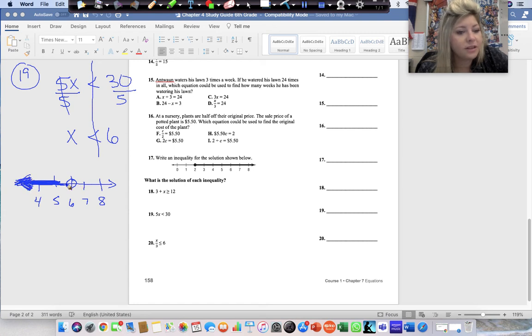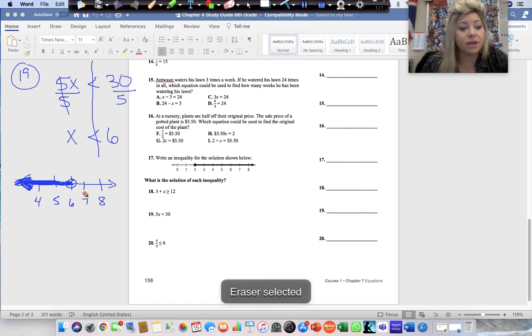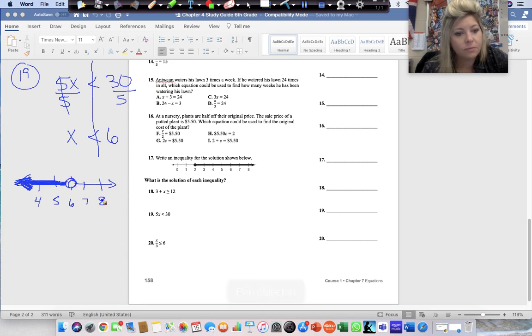Be careful that this stays an open dot. See how my line went back here a little bit and got into the circle? If you do that too much, it's going to look like you colored it in. Like this looks almost like a closed dot. So just make sure that when you do this, that if it is an open dot, that you really make sure that it looks like an open dot. But all I'm looking for, if you are not doing the bonus, is just x is less than 6.